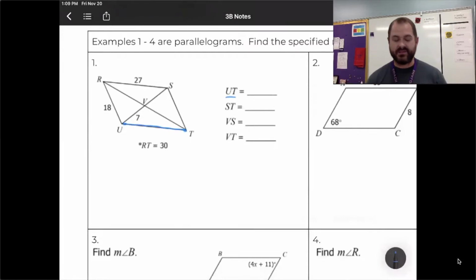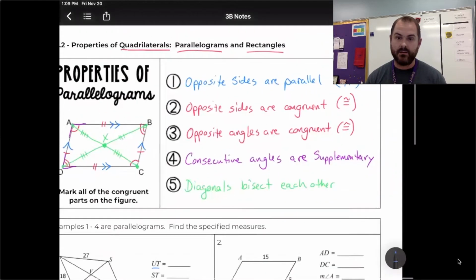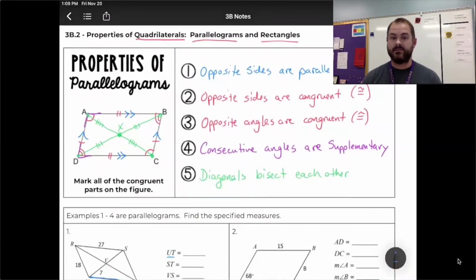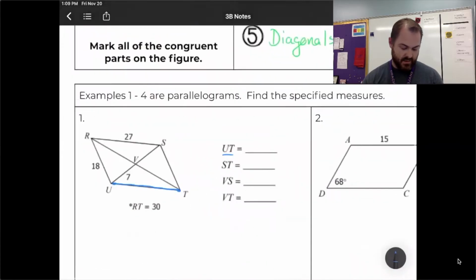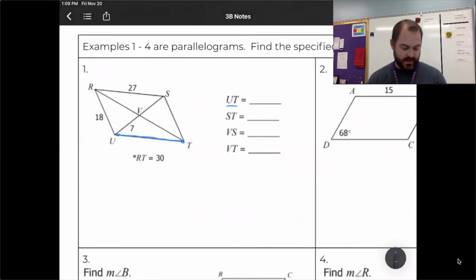So let's think, what do we know about sides of parallelograms? I'm going to go back to my list, and I know that opposite sides are parallel and opposite sides are congruent, which means that UT is the same length as its opposite side, RS, so UT is 27. Then it asks for ST. ST is the opposite side of RU, so those are both the same measure, so ST is 18. But now let's look at VS. VS is only part of a segment here, that the bigger segment would be US, which is a diagonal.